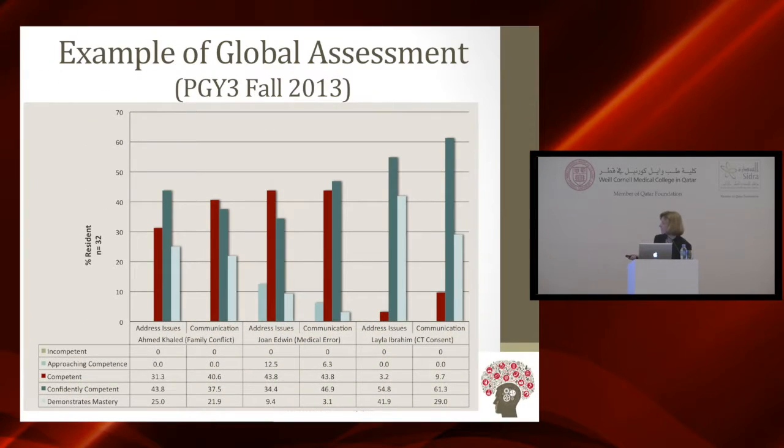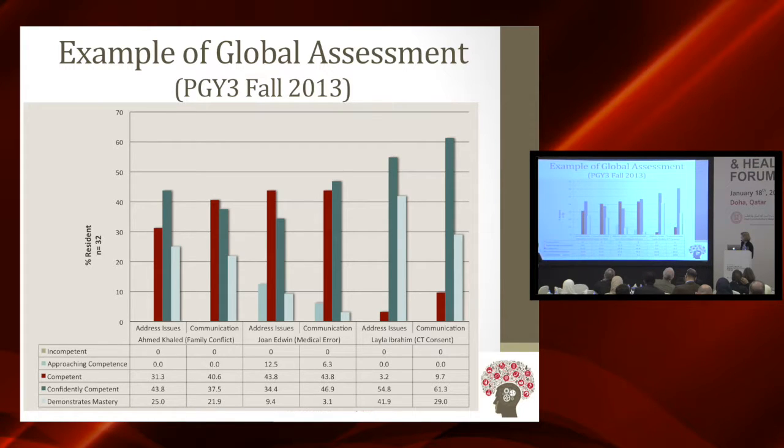And this is an example of the global assessment. So these were 3 cases from fall of last year. This was a complicated family conflict case, a medical error case, and a CT consent case. And you can see that even though this was a complicated CT consent case, those residents who were rated confidently competent or demonstrated mastery, this was much greater here than in the medical error and the family conflict case, which residents do a little bit less of, and they're much more uncomfortable with, even in their self-ratings. So those are some of the things. There's a lot of data, but those are some of the interesting things that we've gotten out of looking at this so far.